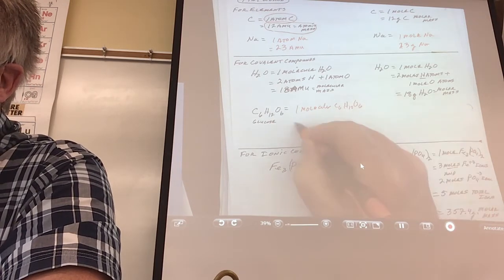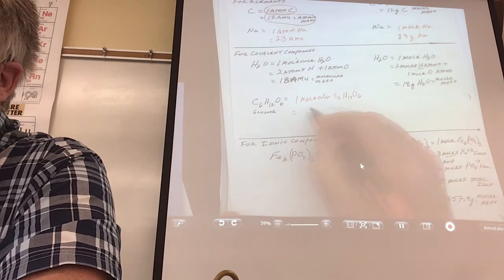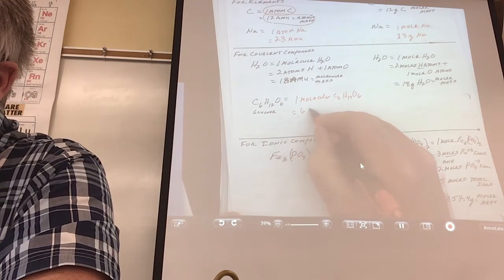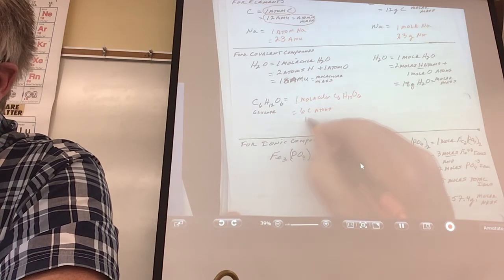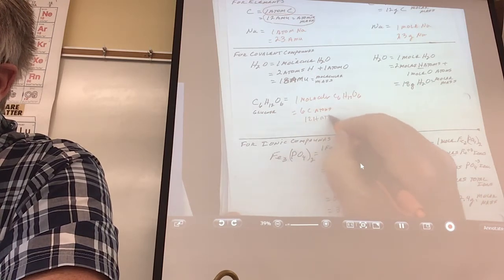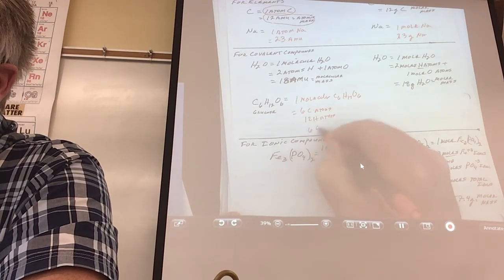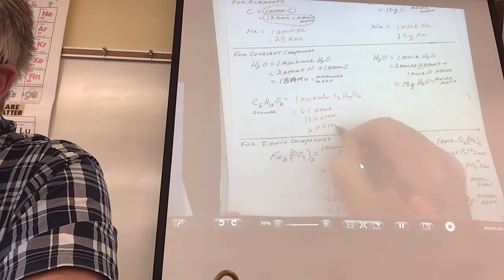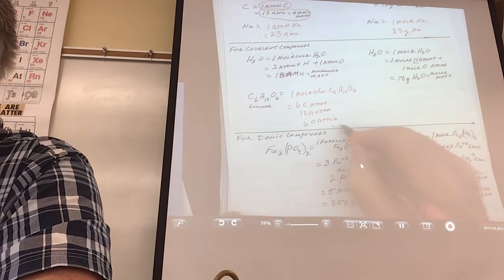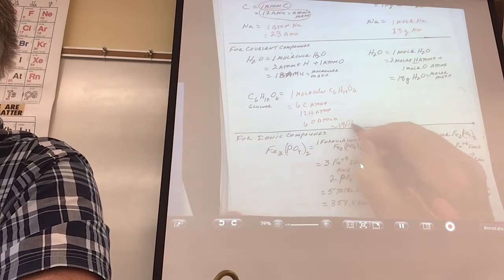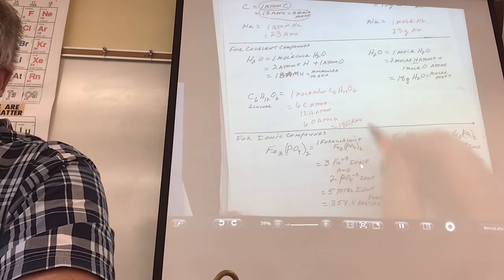It's 6 carbon atoms, 12 hydrogen atoms, and 6 oxygen atoms, okay? And that will be, what's this? 180. 180 what? 180 AMUs. Yes. What do you think?